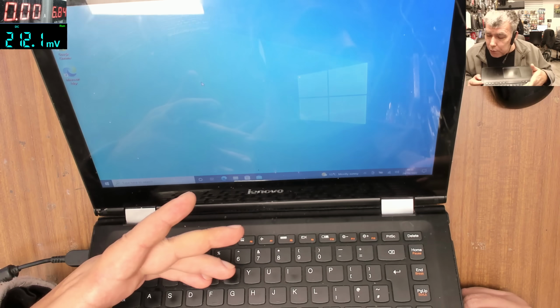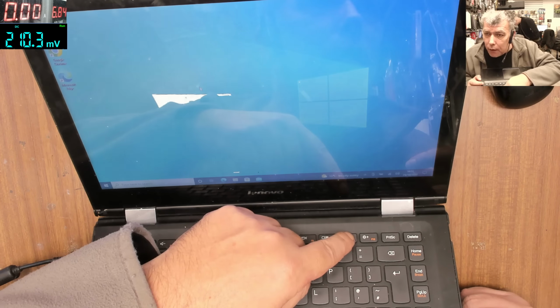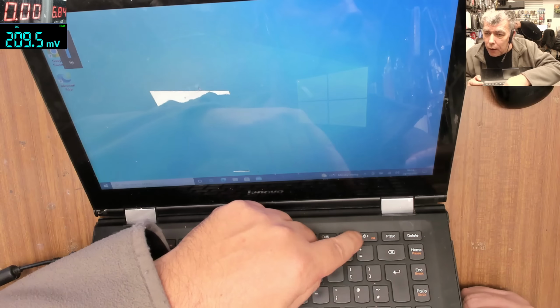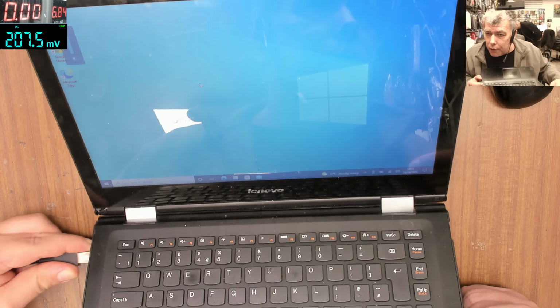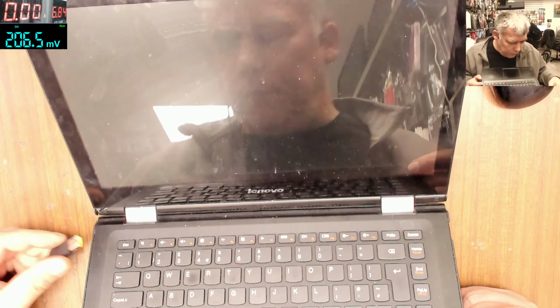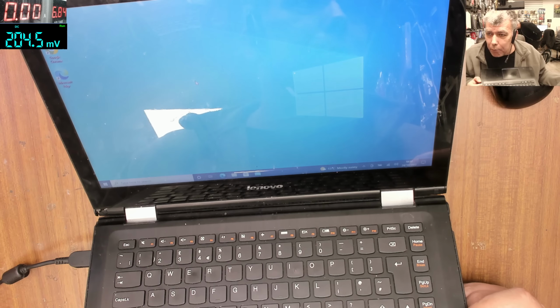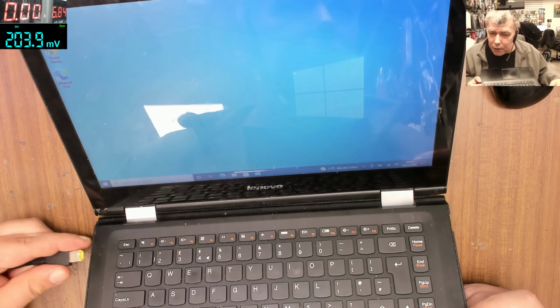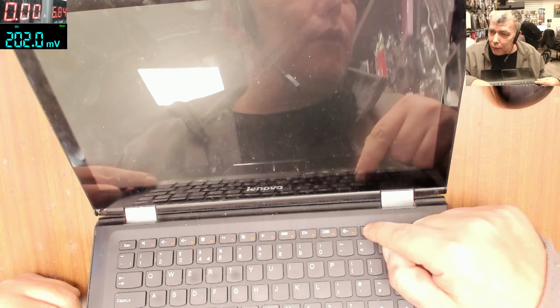The problem with this one, you have the brightness here, okay? That will not be a problem, but when I unplug the charger, the screen goes off. Plugging back the charger, backlight is back. Unplugging the charger, nothing. Okay, so we have no backlight at all.